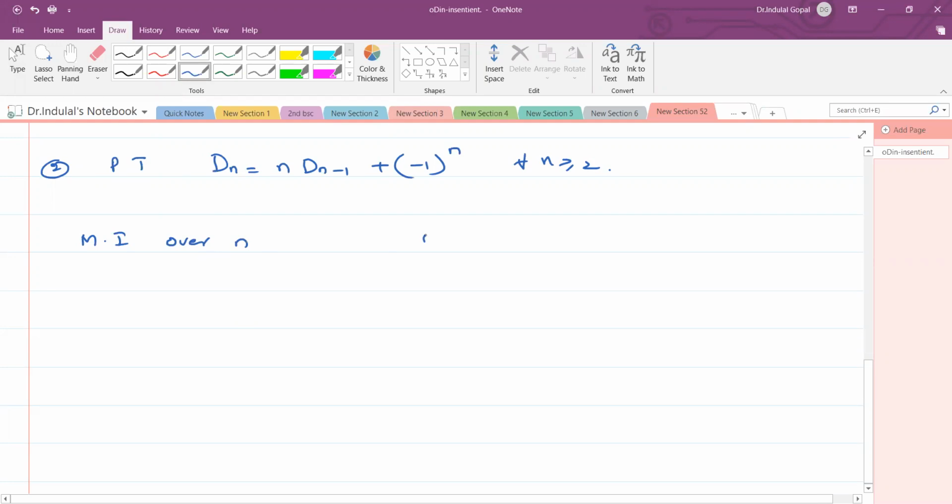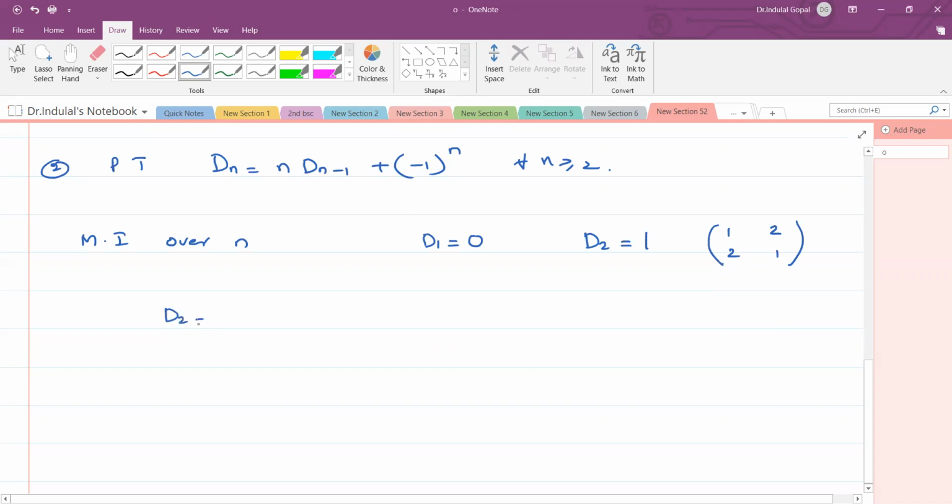We know that D1, the number of derangements on one symbol, is 0, because if there is only one symbol, say 1, then 1 can go to 1 itself, so there is no derangement. So D1 equal to 0. And D2, the total number of derangements on two symbols, is 1. There are only two permutations on two symbols, 1 and 2. One is the identity permutation, 1 goes to 1, 2 goes to 2. And the other swaps them, and this is the only derangement on two symbols. So D2 is equal to 1.